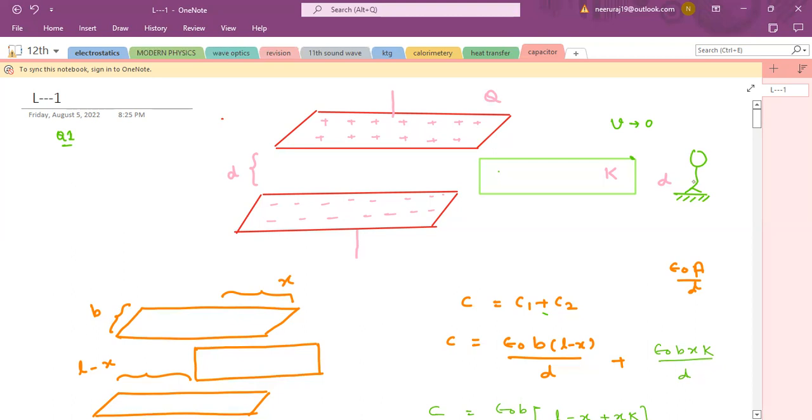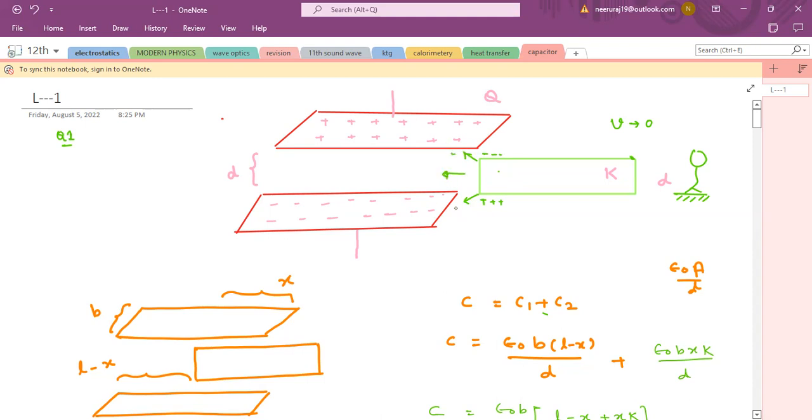Let's see how this external agent will apply the force. When this slab is going to be inserted inside the capacitor, due to induction, this side of the slab gets negative charge because this is positive charge, and this side of the slab will get positive charge, right? So now these plates will attract this slab, and the slab will move inside.